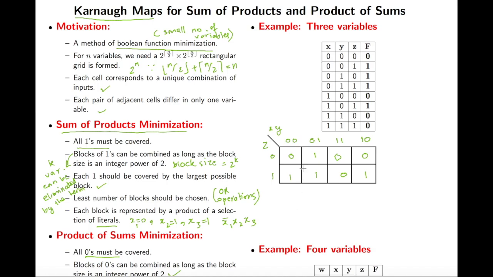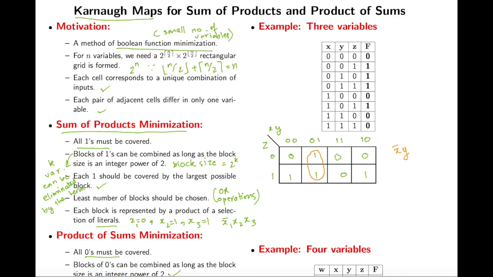Now I can make a block. So let's say I can make a block like this. What is the term corresponding to this block? For this block my z is changing, but my x is 0 and my y is 0. So my term is x bar y.